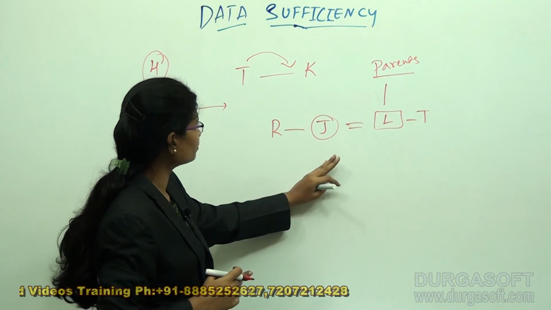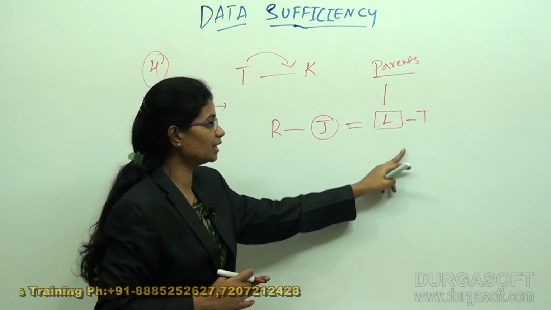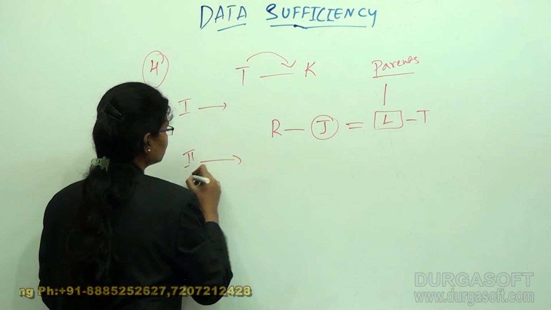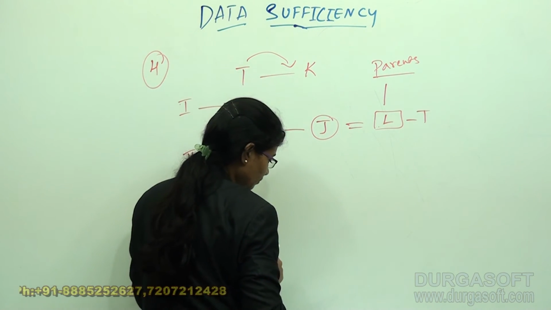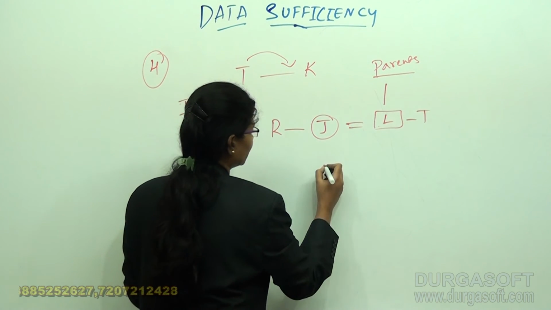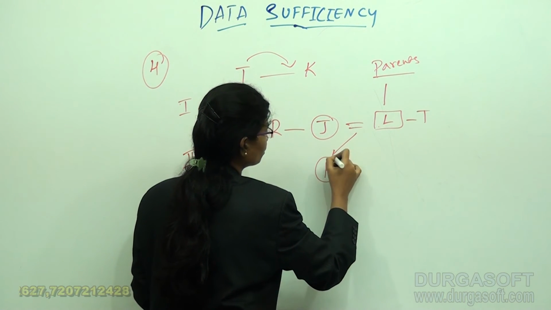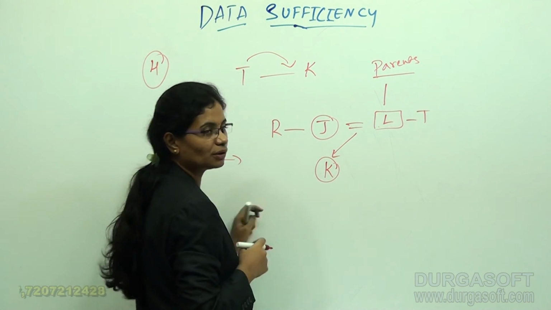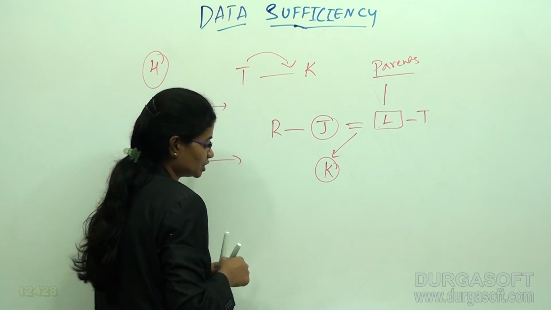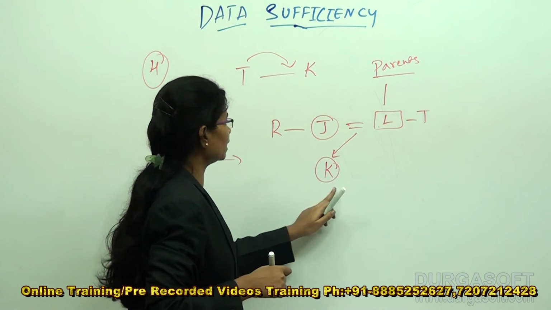So this is the first statement I got. From this first statement, I don't know the relation between T and K, because I did not get anything related to K here. So I have to go for the second statement. It is given that K is the only daughter of L and J. So from this second equation, I have to know how T is related to K.